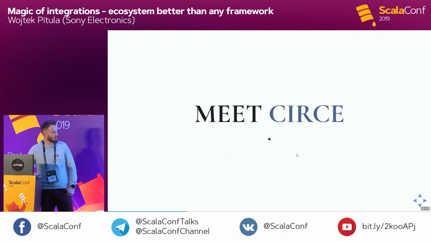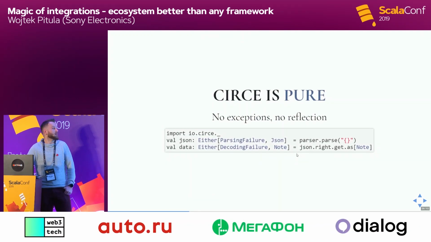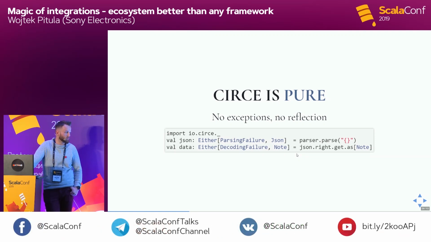And let's look at Circe. And if I don't have images, it will be a little bit bad, but not that bad. OK, and so we have Circe. And the main thing about Circe is that this library is totally pure. So whenever you do an operation that can fail, like parsing can fail, obviously, you don't get any exceptions. You just get an either.